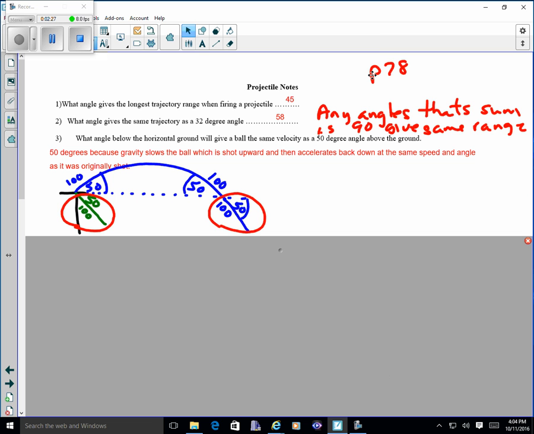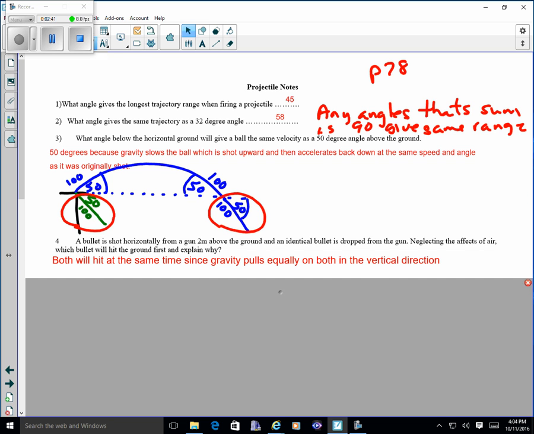If you go to the next one here, if I shoot a bullet and drop a bullet from the same height off the ground, they will both land at the same time. So the one's just going to land about a mile away, but they both land at the same time. Gravity doesn't go on vacation just because you shoot something. So gravity pulls both of them equally in the vertical direction.